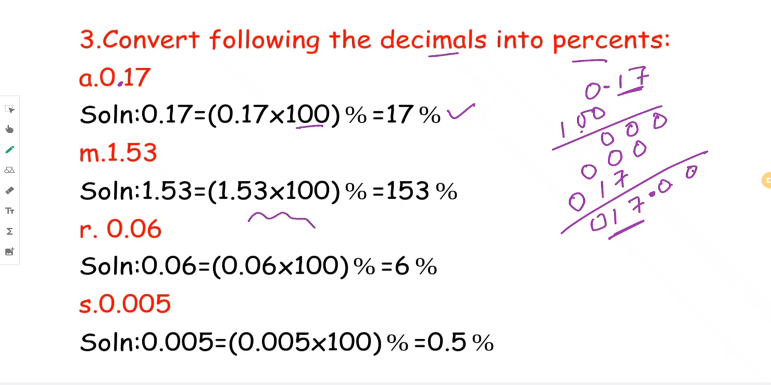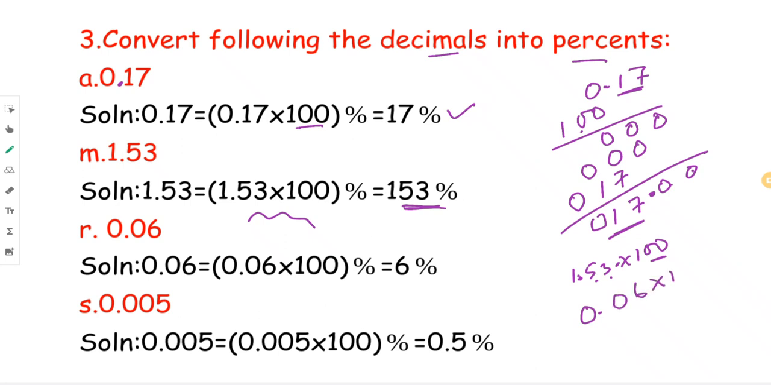Alright, so it's multiplied by 100, right? Which means the point moves. If you look here, 1.53 multiplied by 100. How many zeros? 2, right? So the point will go 2 places, 1, 2, and it will be here. Or in other words, I'll get 153%. Clear? Same thing, 0.06 into 100, right?